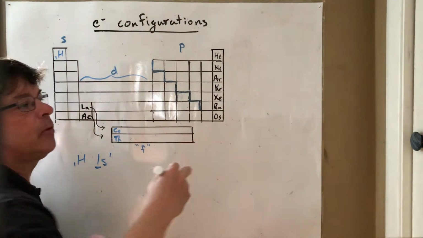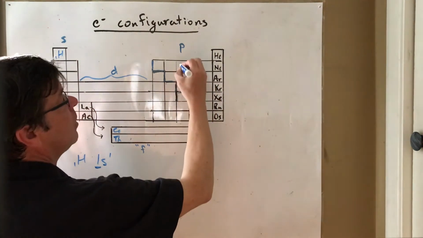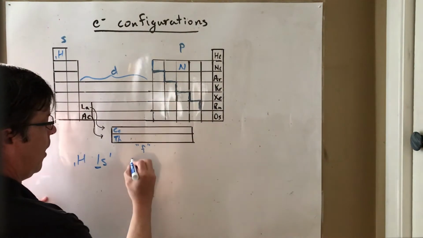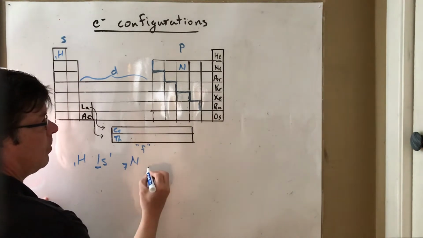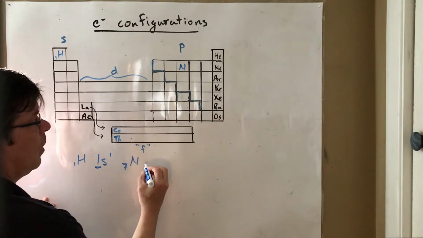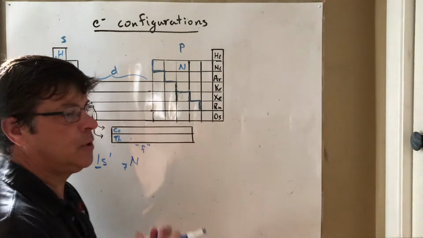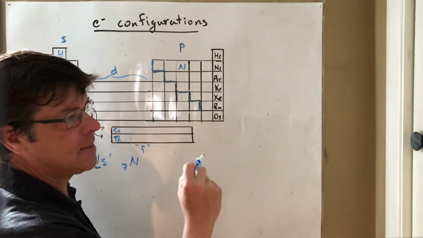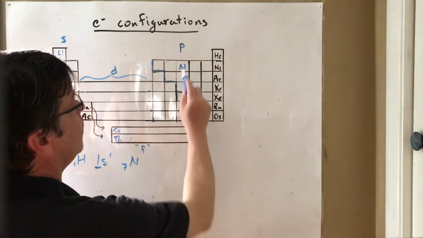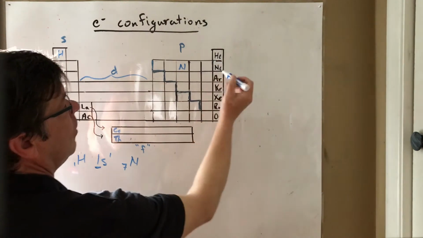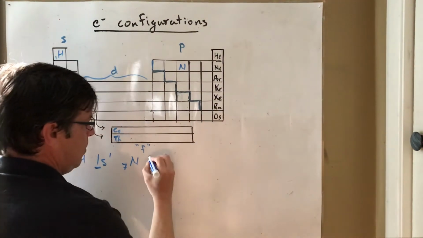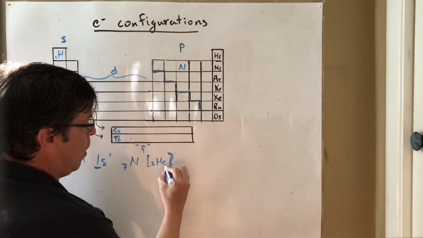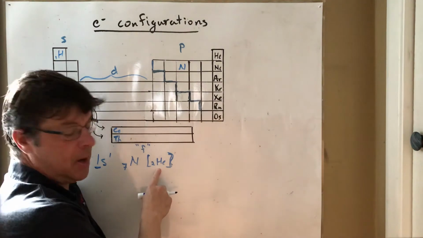All right, let's go over to something like nitrogen, and let's look at the electron configuration of nitrogen. So nitrogen has 7 electrons. What I'd like to do is just use the noble gas abbreviation. So let's start at the noble gas that comes right before nitrogen. These are the noble gases. It is helium. So we put helium in brackets. So we've already accounted for these 2 electrons.